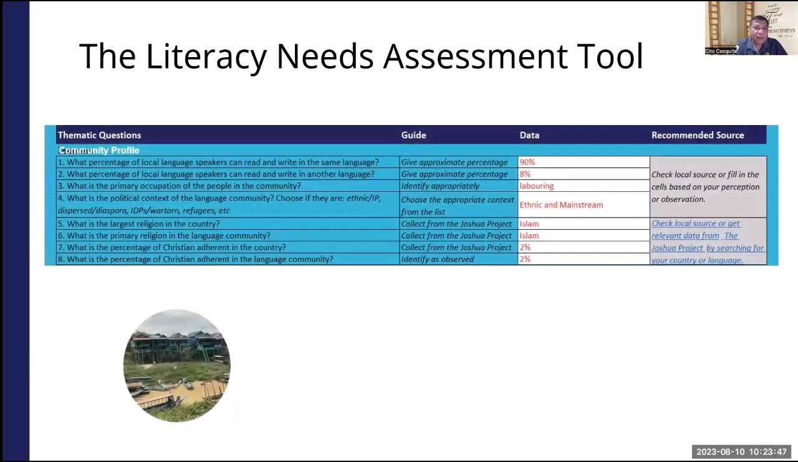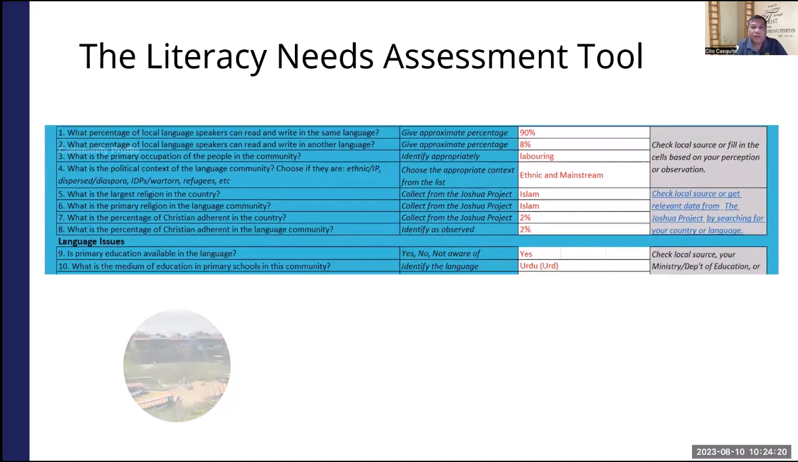And for the thematic questions, these are the information they have gathered. If you notice, Pakistan and the Urdu community is predominantly Muslim, and only 2% are Christians. So how they are able to provide literacy using materials with Bible content is quite impressive, actually, in that context.